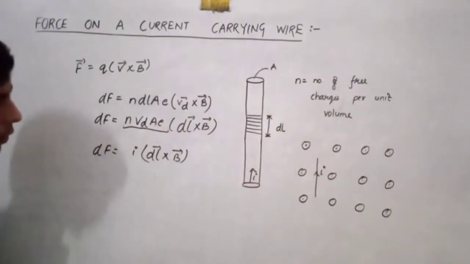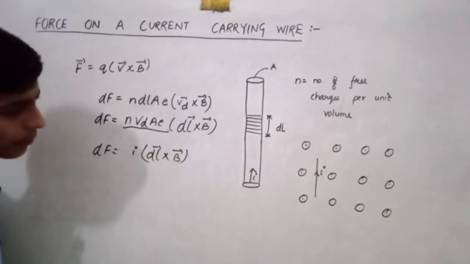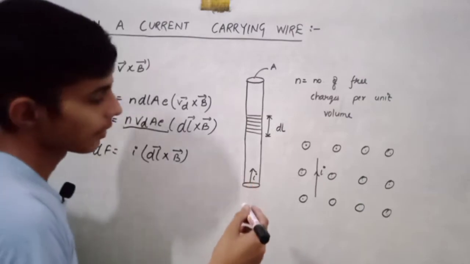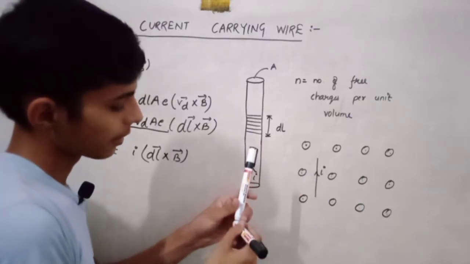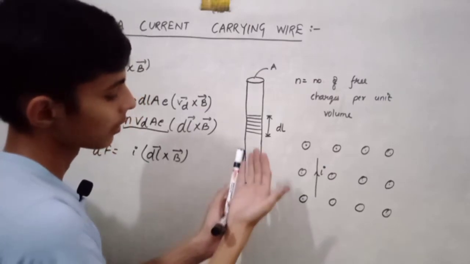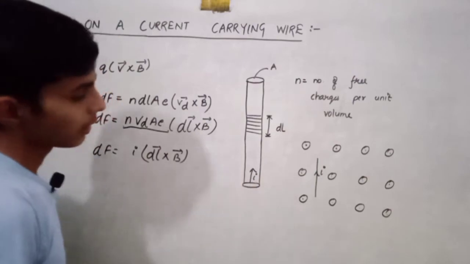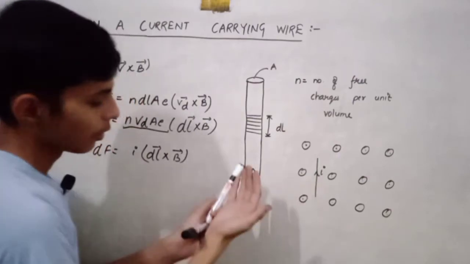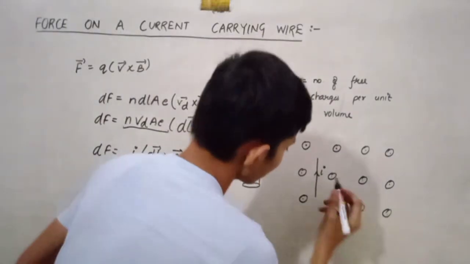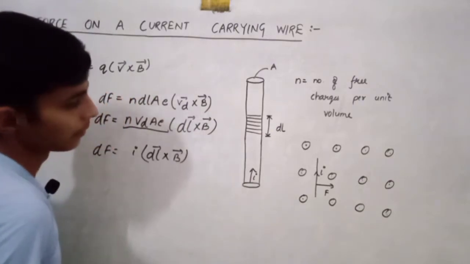For this, we have to encircle our fingers from dl to B. The magnetic field is outside the plane, which is like this, and the direction of current is like this. So the force is from dl to B. This is our dl. dl is in the direction of current. So the direction of force is like this. So this wire will experience a force in this direction.